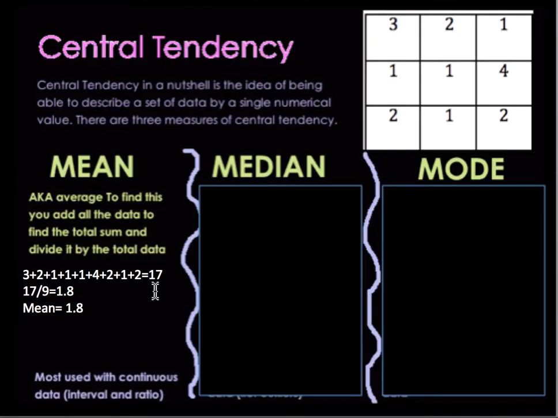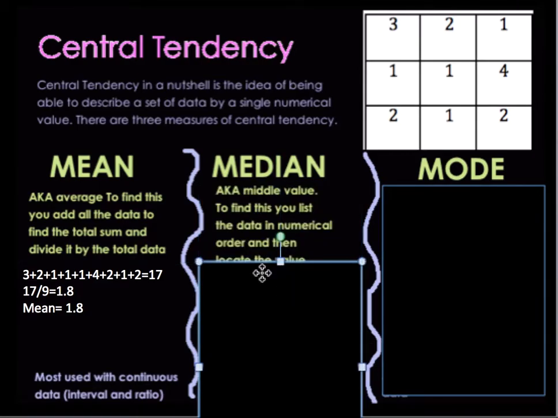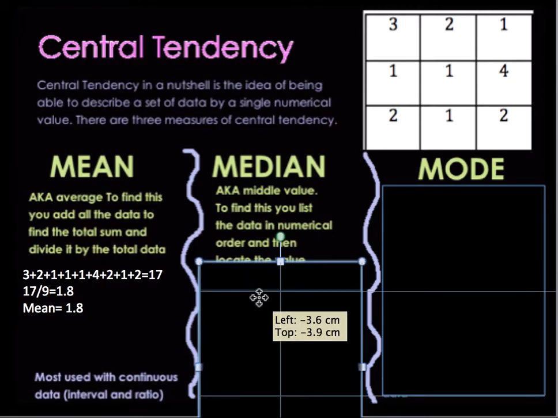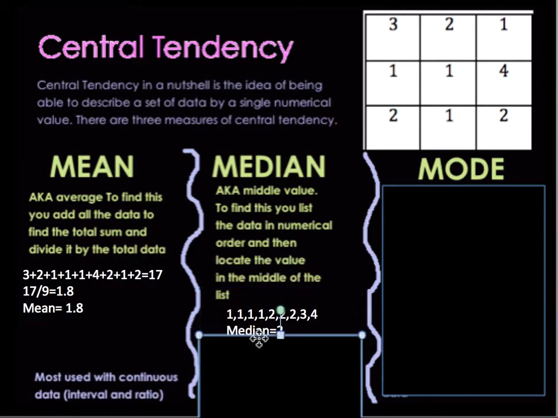Sorry about that. So you wouldn't want to use this with any outliers because it would really throw off your number. The second measure of central tendency is median, and the median is also known as the middle value. To find this, you would first list the data in numerical order and then locate the value in the middle of the data set.